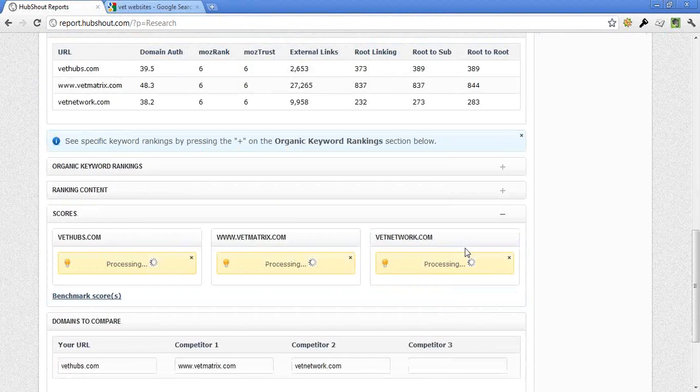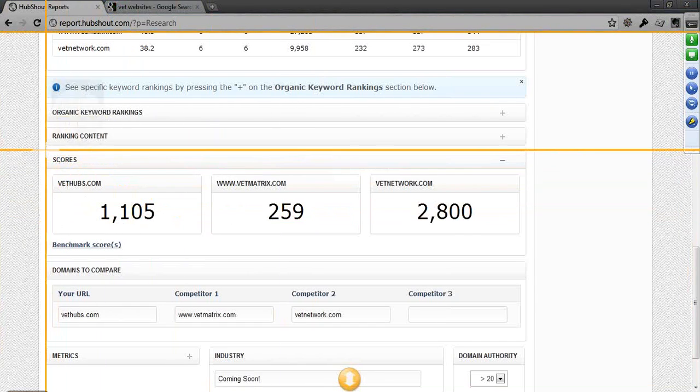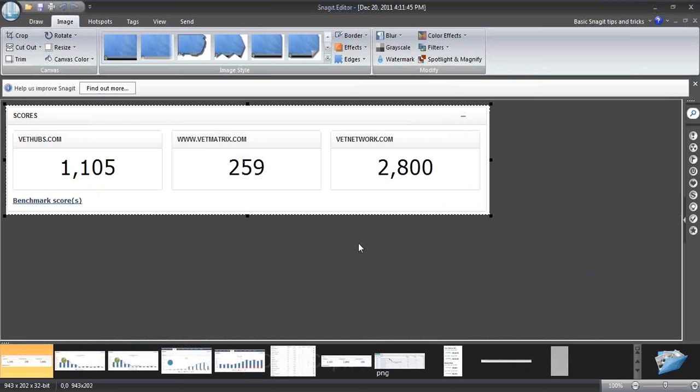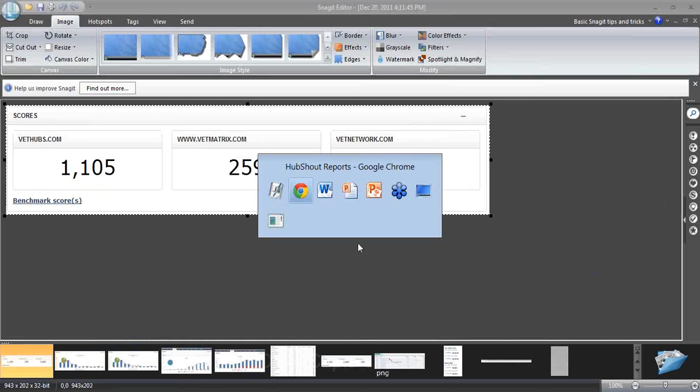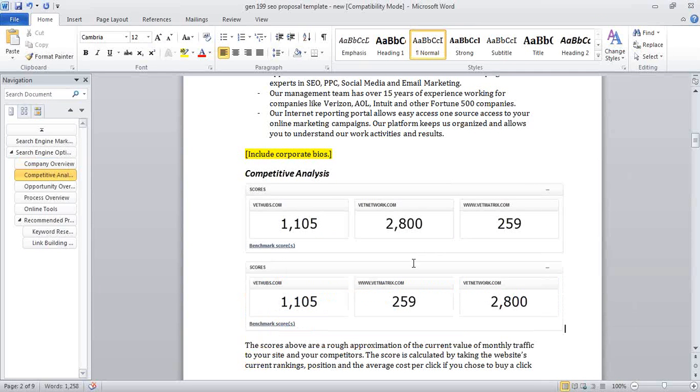Okay, so I've got the data coming back on the scores for VetHubs, VetMatrix, and VetNetwork. And again, being very practical about how I actually build this, I literally take a screenshot of this and put it into the Word document. I happen to have a tool that allows me to take a quick screenshot. It's called Snagit, but there are 100 others out there that do basically the same thing, and then I can easily paste it into my document.